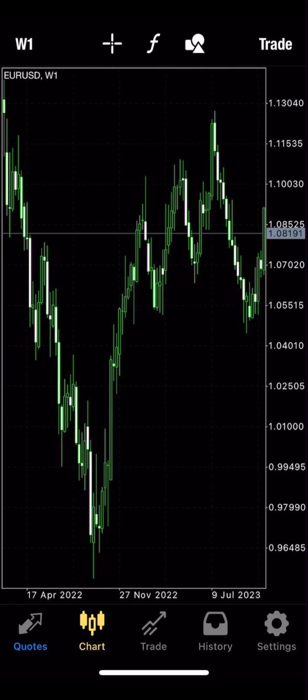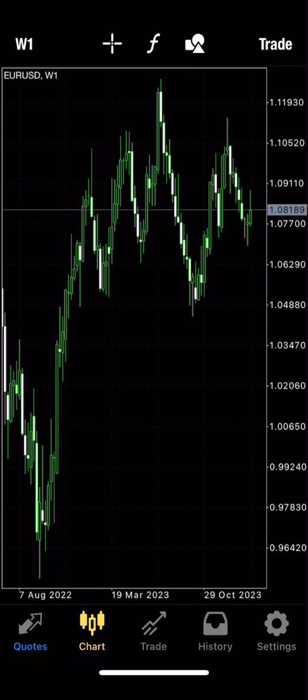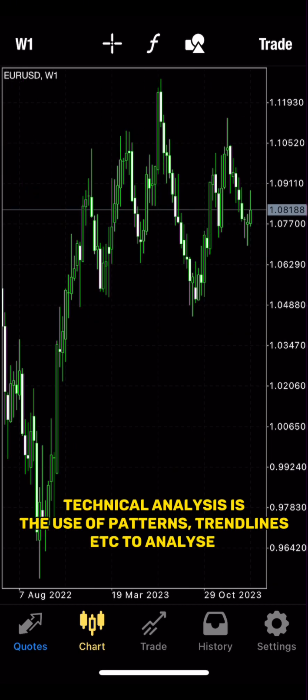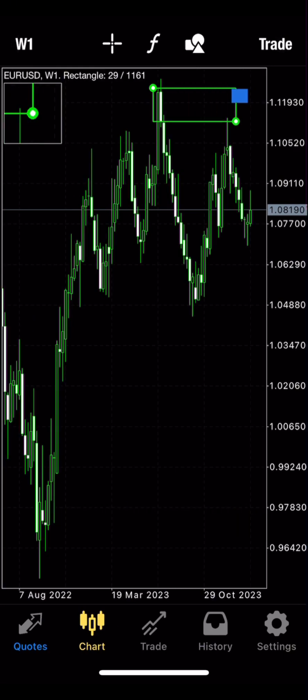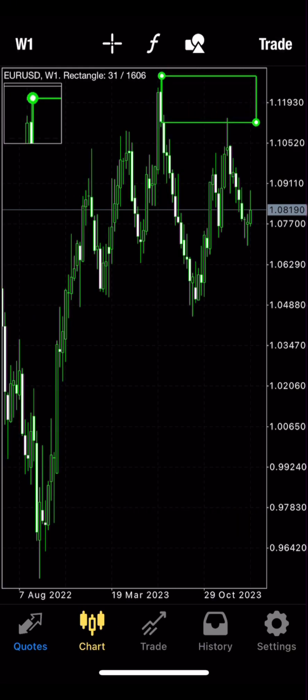Now, the second one is technical analysis. This is what I prefer to use. So technical analysis is when you use patterns to try and predict the market. For example, here we would be using this rectangular shape to mark a zone that price indeed did test, to try and confirm that from there price will move way downwards.